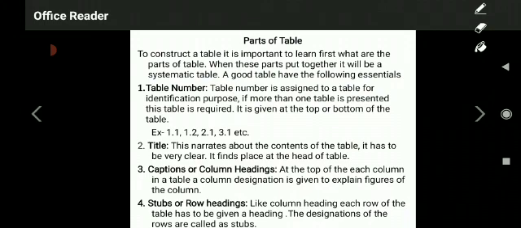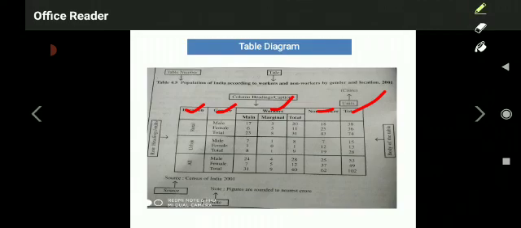To understand the data information in a systematic manner, we need to mention both column headings and row headings. The designations of the rows are called stubs. Whatever designations we mention in the rows are called stubs, and these stubs are always at the left side of the table. If you want to see that with the help of a diagram or table, these are the row headings.